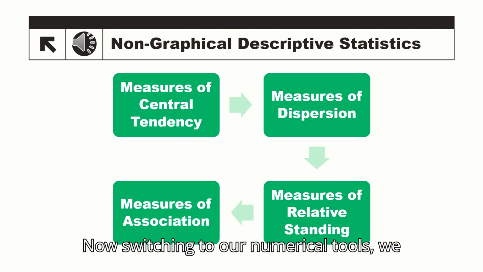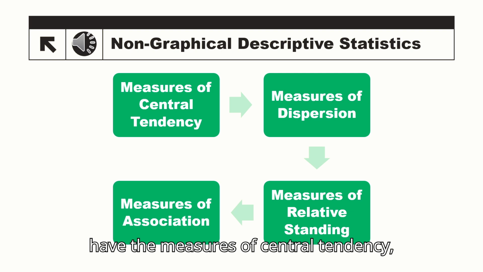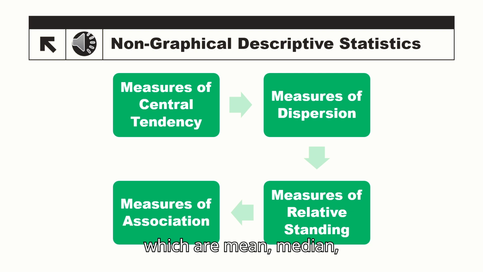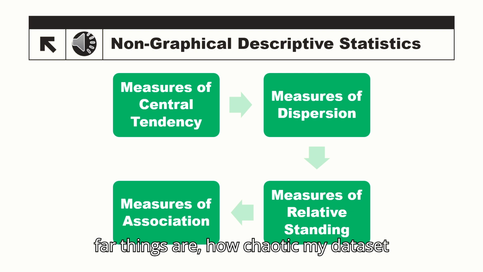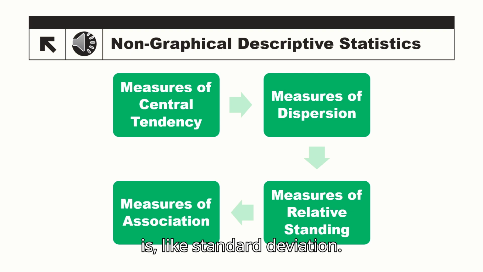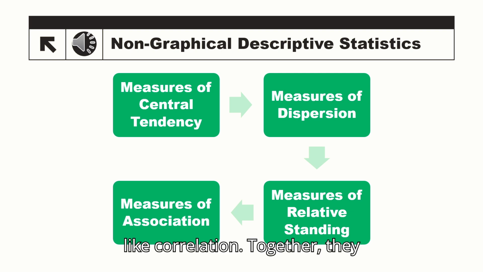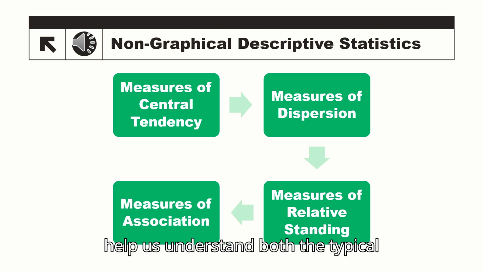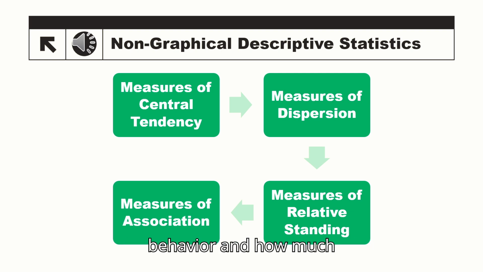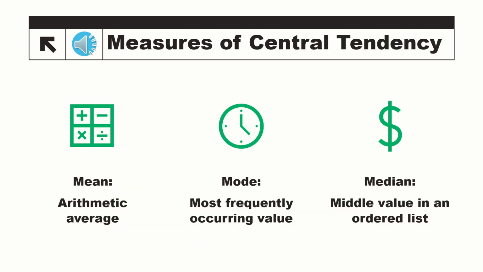Now, switching to our numerical tools, we have the measures of central tendency, which are mean, median, mode. We have the measures of dispersion, how far things are, how chaotic my data set is, like standard deviation, relative standing, like percentiles, and measures of association, like correlation. Together, they help us understand both the typical behavior and how much variation in the data set to expect. So let's begin with central tendency.